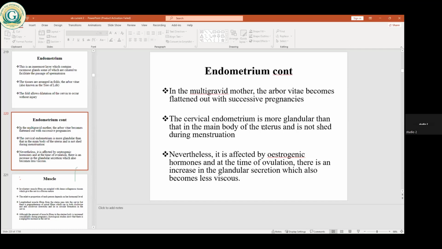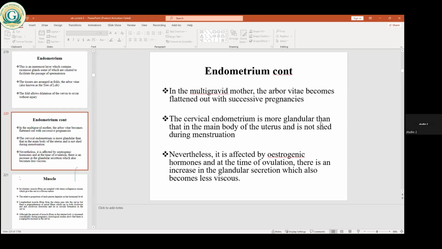The cervical endometrium is more glandular than that in the main body of the uterus, and it's not shed. Please take note. The endometrium in the uterus continues into the cervix, but that of the uterus is shed during menstruation. The endometrium in the cervix is not affected by menstruation. It also has cilia, which we call arbor vitae, and the function of the cilia is to push the sperm. Nevertheless, it is affected by the hormone estrogen at the time of ovulation.